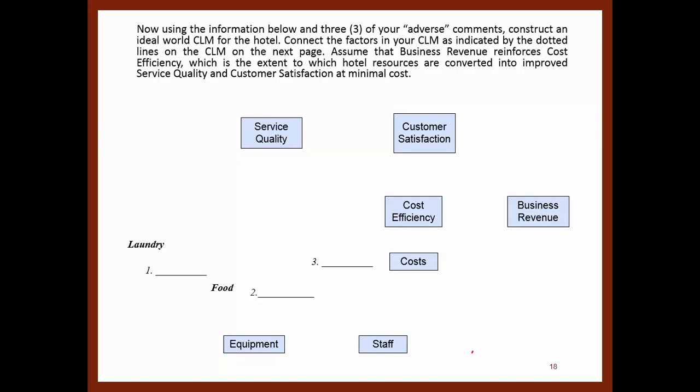So the idea again, we wanted to see how those three things that you selected were connected to all these variables. So I gave you two to start with, laundry and food. In my solution, I chose efficiency, maintenance, and service. And now I wanted to see how each one of them was connected to service quality. I think you have some lines. In my case, I don't have those, so I'm going to write them here.